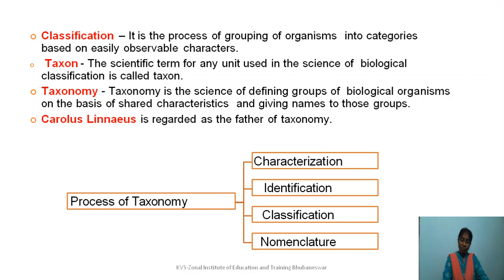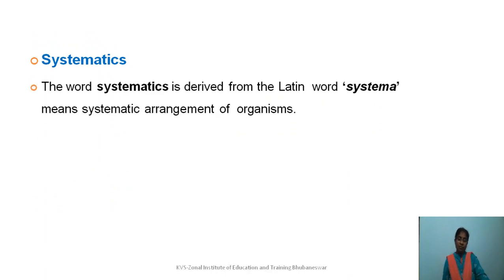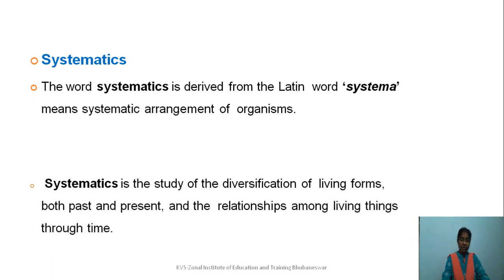Already we have seen identification, and in the previous slides we have seen classification and nomenclature. Now let us see further. The next word is systematics. What is systematics? The word systematics is derived from the Latin word systema, meaning systematic arrangement of organisms. Already naming has been done, names have been given, that is nomenclature. Now all the organisms should be arranged in a systematic way. That is known as systematics.